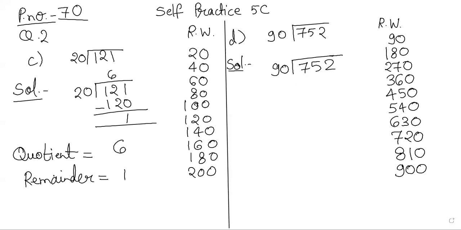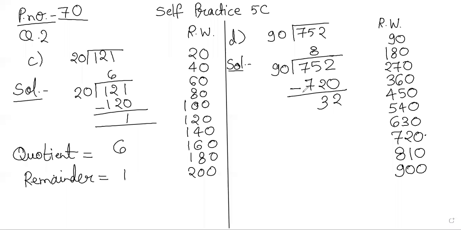Now divide. Look at the table of 90 and think in how many times you can divide this number. 9 eights are, very good, 9 eights are 720. Now subtract. 752 minus 720. 2 minus 0 is 2. 5 minus 2 is 3. 7 minus 7 is 0. So 32 is the remainder.